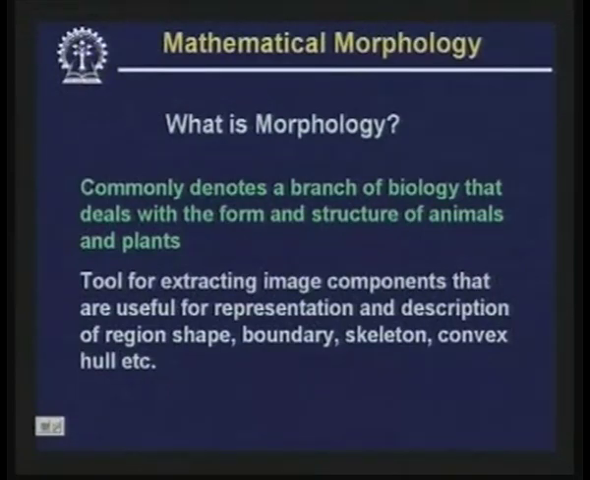As we said earlier, morphology commonly denotes a branch of biology. Morphology is a very common term in biology, and it deals with the form and structure of animals and plants, whereas in our case, when we mean the use of mathematical morphology in image processing, sometimes it is also called image morphology. By this we mean the mathematical tool which helps us to extract image components which are useful for representation and description of region shape, boundary, skeleton, convex hull, etc.